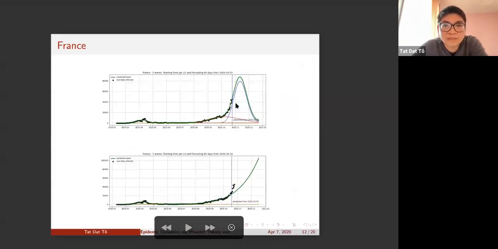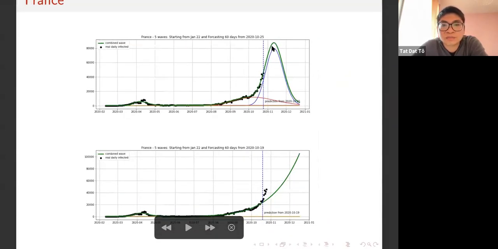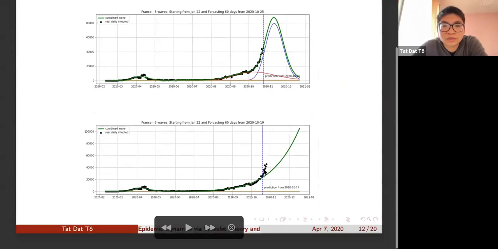Then for France, for example, we do the same thing for the prediction, but here for the validation we have a week where it goes up. That means a new epidemic appears, and the prediction and the real data are not very close.